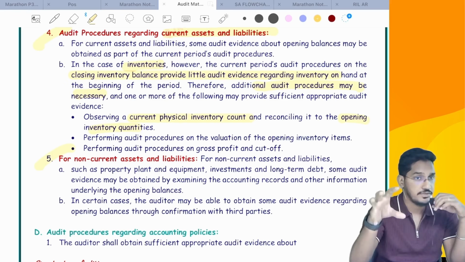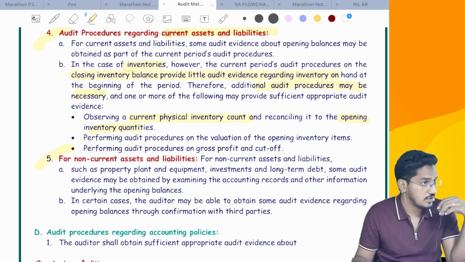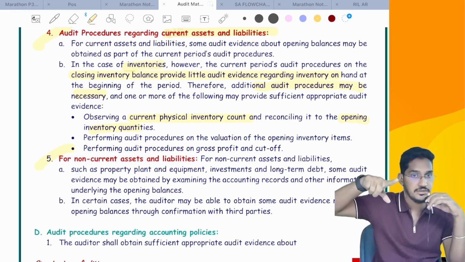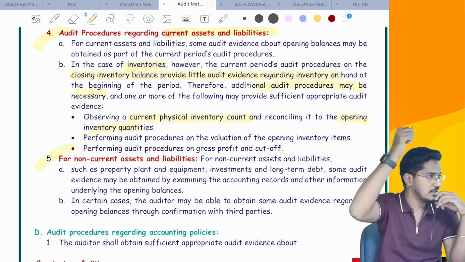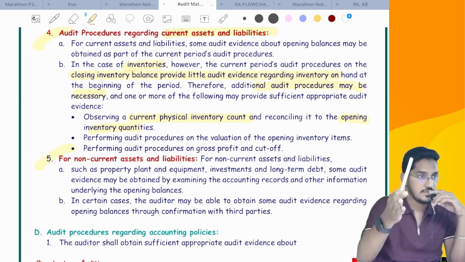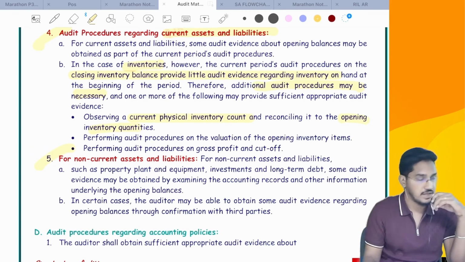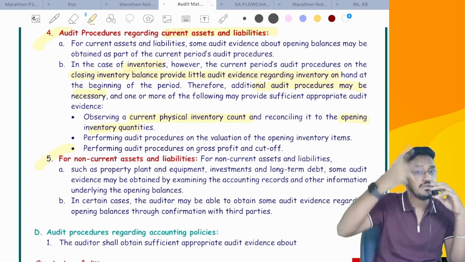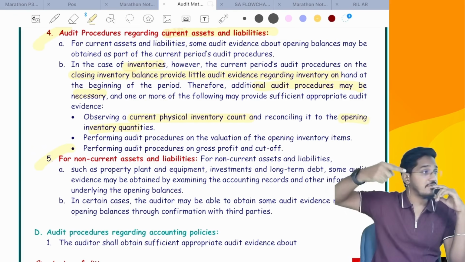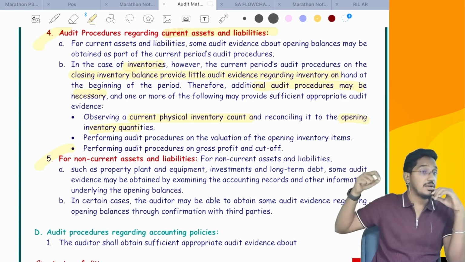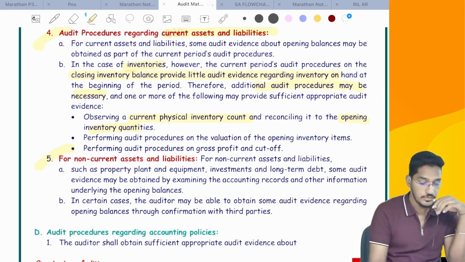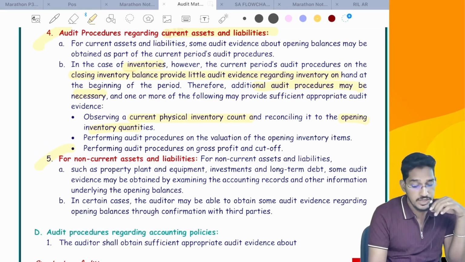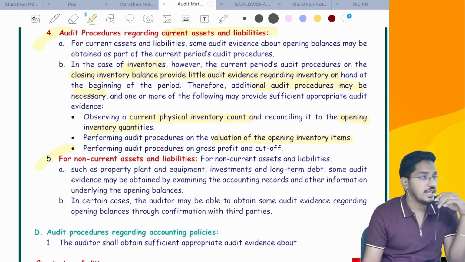If you are satisfied with the current year's closing stock, you could do a reverse calculation, same as we have done in SA 501, and find out the opening balance. That opening balance should match with last year's closing balance. That you can do. Or you can perform audit procedures on the valuation of the opening inventory item.